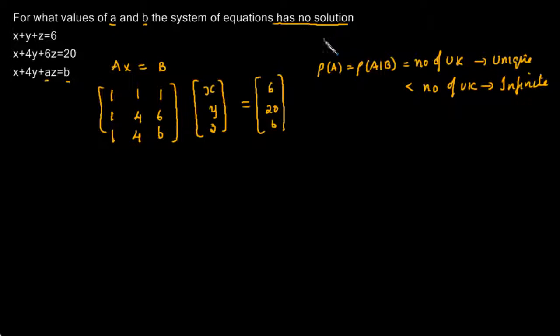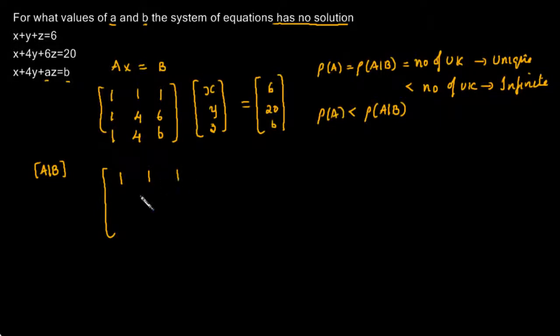Now it is given that the system of equations has no solution. That means rank of A should be less than the rank of the augmented matrix. Okay, so we need to check for the rank to find out the condition for the values of a and b. Now we will write the augmented matrix and find the rank of A and the augmented matrix.